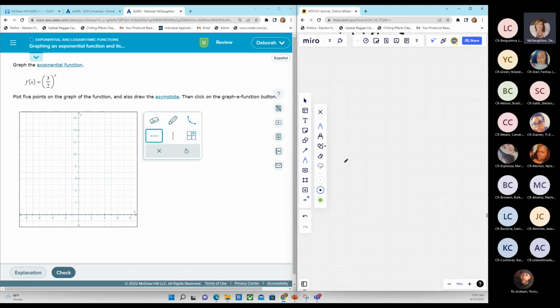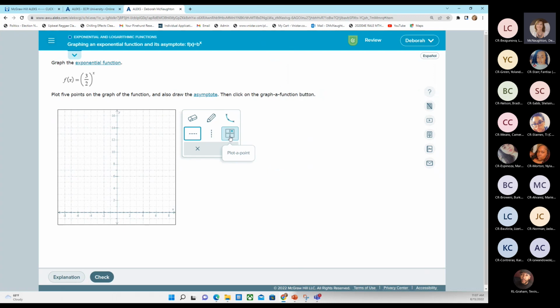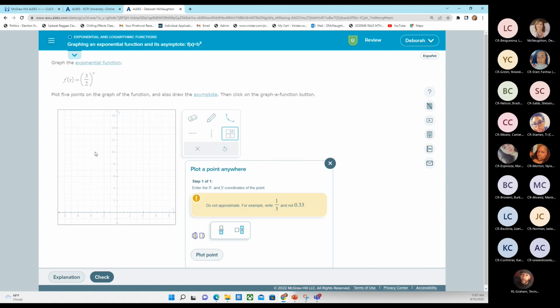And this time my 5 points would be, oh, I think you don't even have to do it the way I was doing it. Let me just do it straight in Alex, because I think it might even let me put in the squared. So my first point is going to be -2. And then for -2, I'm going to do the reciprocal. So that's going to be 2/3 squared, which is 4/9. And then -1 and 2/3.